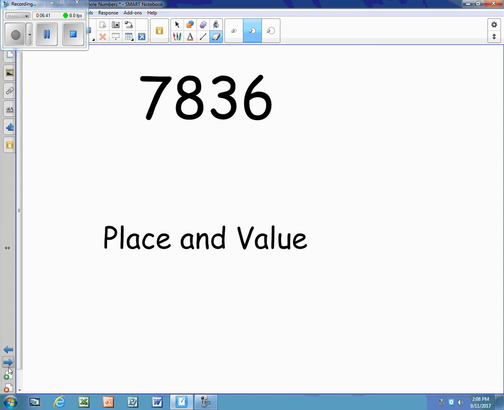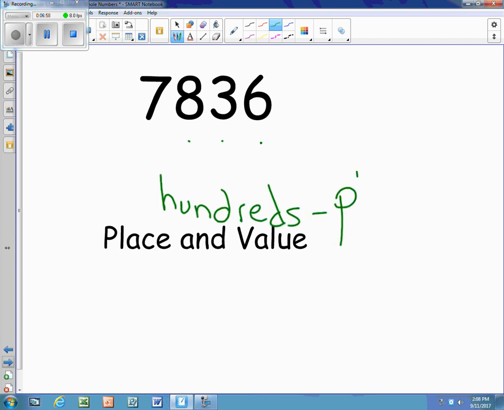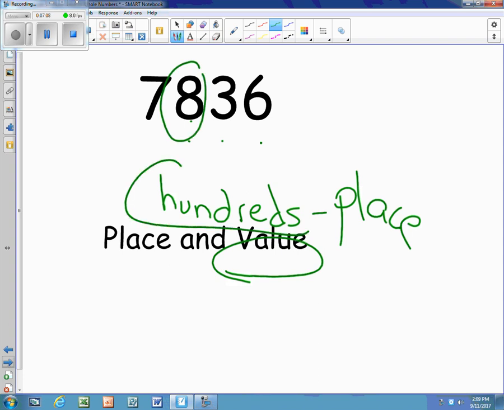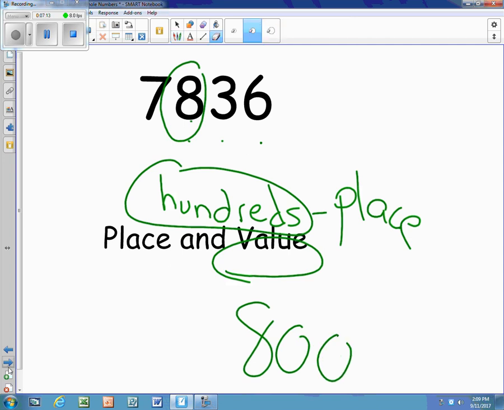So next, we're going to talk about the difference between place and value. Place tells me where something's located. So I ask you about the 8, where is it located? Ones, tens, hundreds. So it's located in the hundreds. That's the place. But if I want the value, that is how much it's worth. So there's 8 hundreds. So for value, I would write 800. That's the difference between place and value.